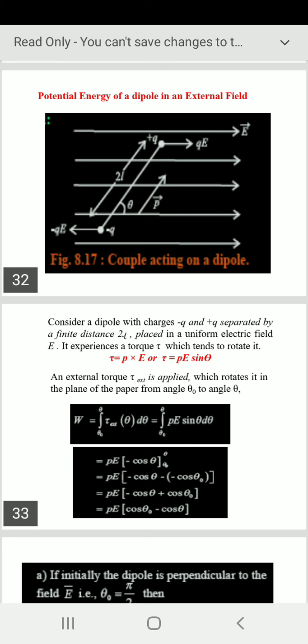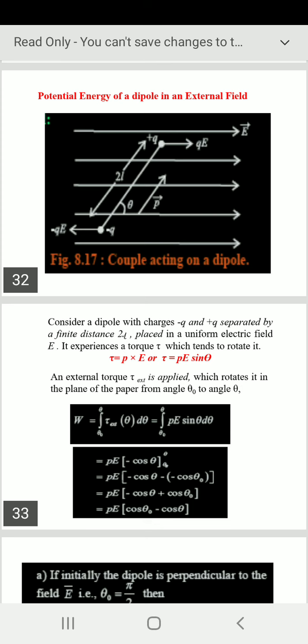Plus q charge and minus q charge are there for a dipole, so the electric field will exert a force on both the charges. Force is exerted by the electric field on the charge plus q, and its direction is in the direction of electric field E bar. So the direction of F1 is in the direction of E bar, and what is the value of F1? F1 is q into E.